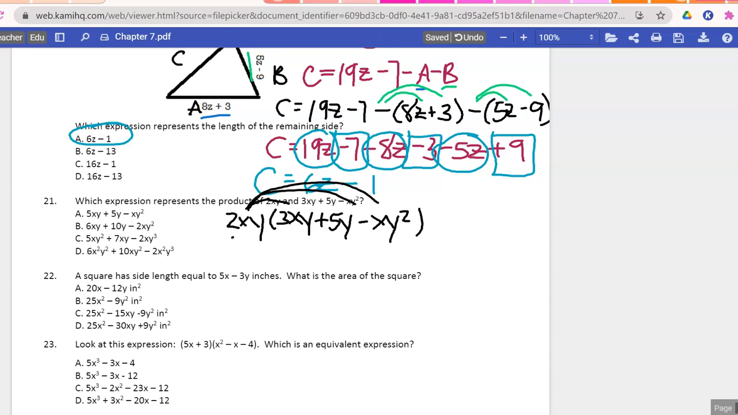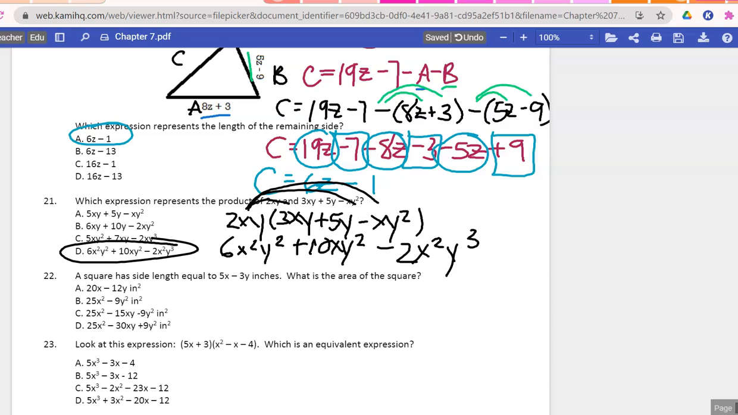2xy times 3xy gives you 6x squared y squared. 2xy times 5y gives you 10xy squared. And then 2xy times negative xy squared gives you negative 2x squared y to the third. And that looks like answer choice D.